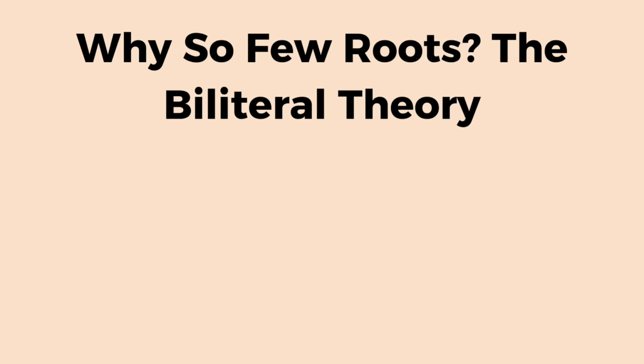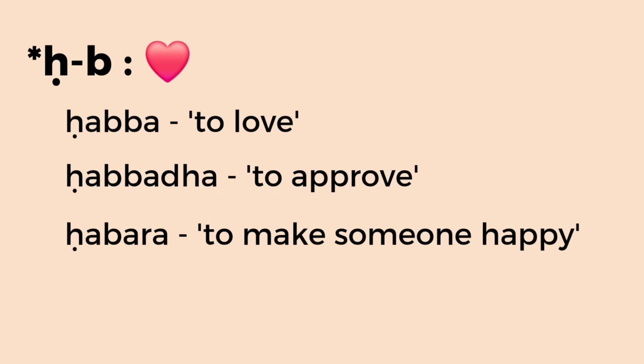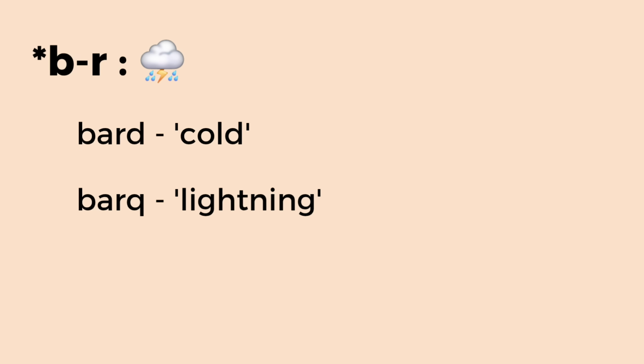But why are there so few roots? A theory suggests that many roots originally had only two consonants. Over time, a third consonant was added as languages evolved to express more complex ideas. For instance, the root ha, ba could have been related to concepts of love and affection, and may have derived, for example, in Arabic into the words habba, to love, habbada, to approve, habara, to make someone happy, and habbala, to make a woman pregnant. Another hypothetical root, ba, ra, may have been linked to storms, giving bard, the cold, and barq, the lightning.